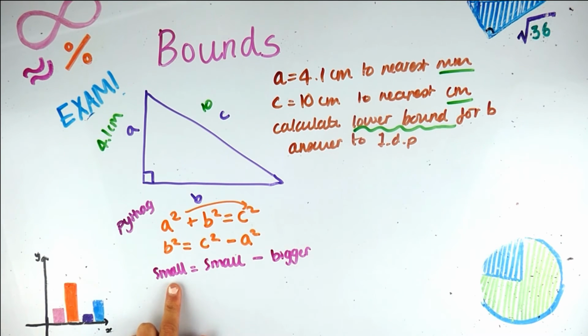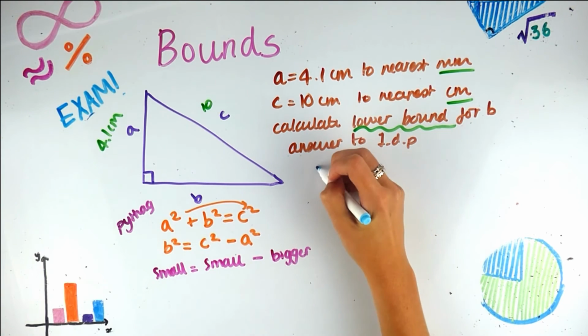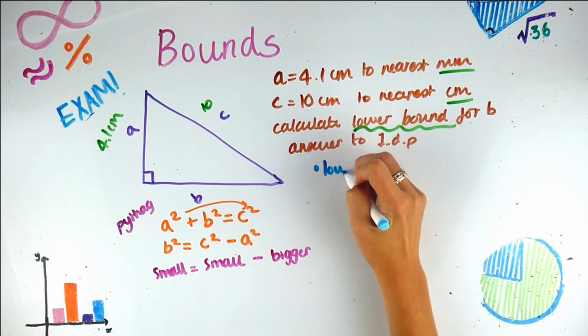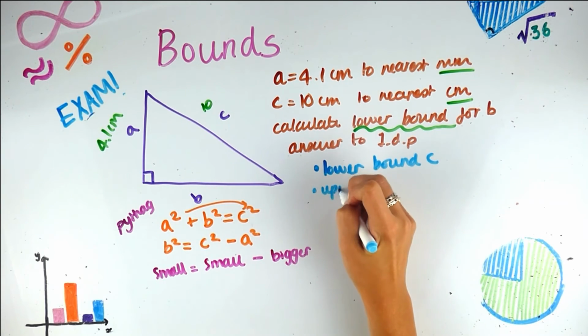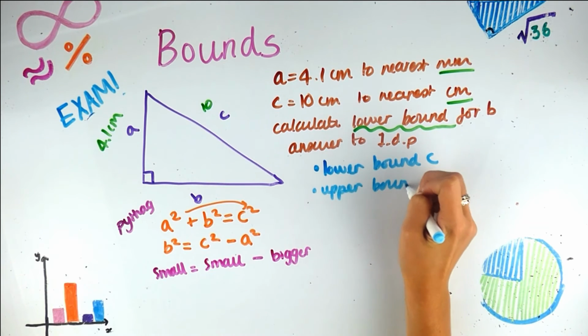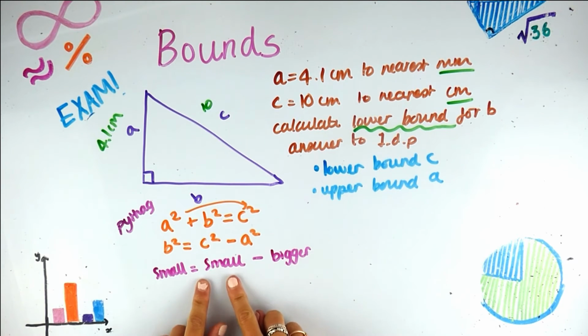So again, be careful, just because it's a lower bound doesn't mean you take the smallest values for A and C. So we want the smallest C, so let's put that into maths terms. We want the lower bound for C, and we want the upper bound for A. So it might seem a bit counterintuitive, you might just want to take the smallest values possible, but no. This is why it gets tricky.